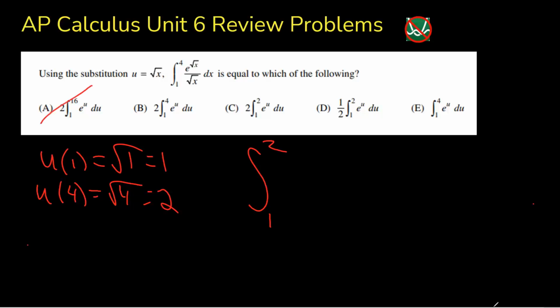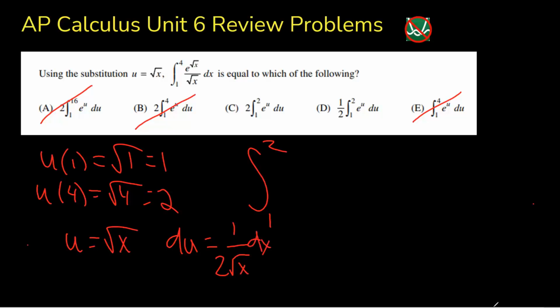This already eliminates a, b, and e. Now, if u is equal to the square root of x, then du is going to be 1 over 2 square root x dx. Notice the integral is going to be e to the u. The u is going to substitute for the square root of x, but we're not going to write it as e to the u over u because we still have to substitute this dx. So if we differentiate the square root of x, you get 1 over 2 square root of x dx. There we have the square root of x in the denominator, but we also have a factor of 2 in the denominator, so we just multiply both sides.